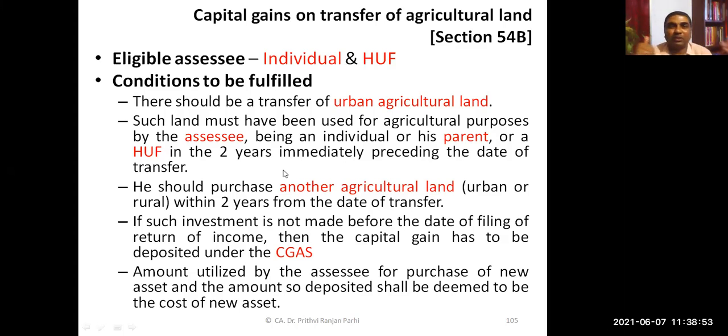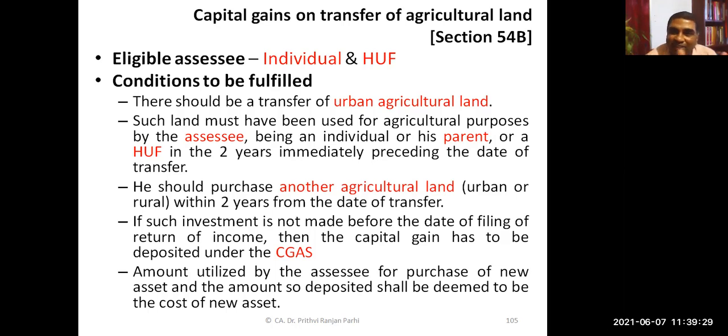So within 2 years before the date of transfer, the property must have been used for agricultural purposes either by the assessee or by his parent or by the HUF. And during the 2 years, the assessee need not be the owner. He might have taken the land on lease, might be using it for agricultural purpose. Here the law says the assessee must be using it for agricultural purposes. Okay. And in case this agricultural land is transferred, he should purchase another agricultural land within 2 years from the date of transfer.